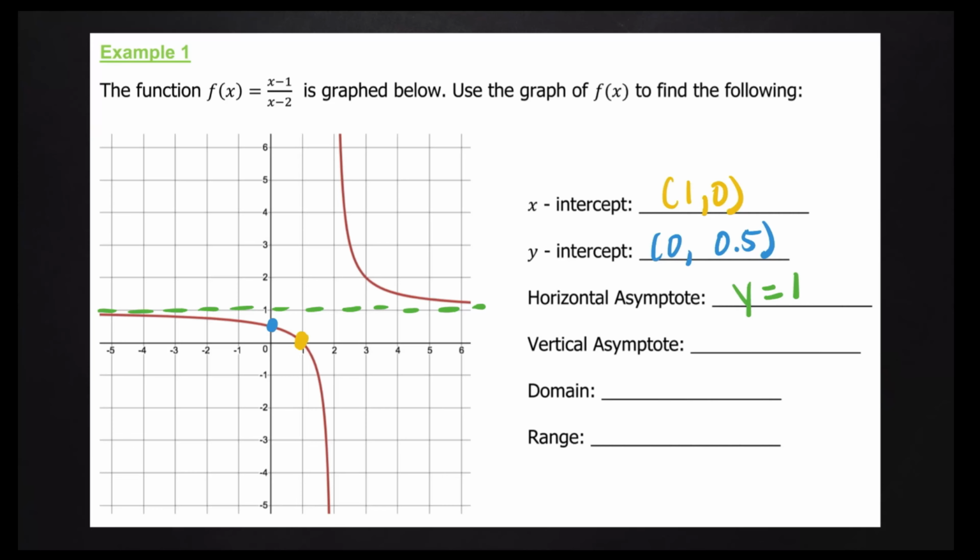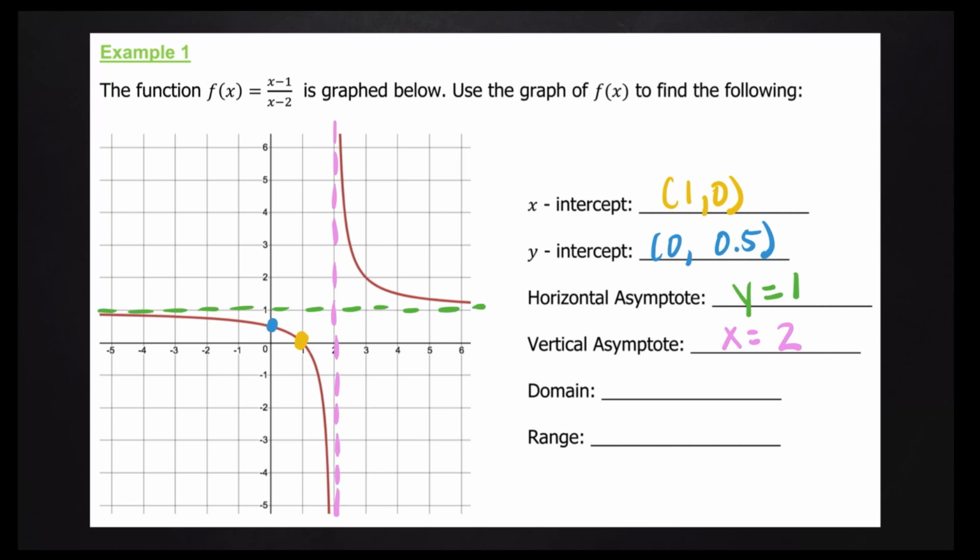We can also look at our vertical asymptote. Vertical is a specific x value. Looking at the branches of your graph, it gets very, very close to, but doesn't cross or touch, the line right here at x equals 2.